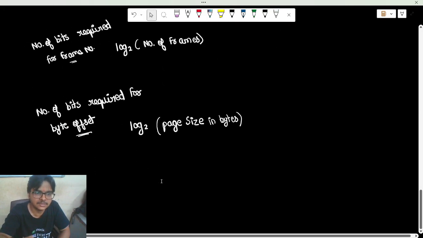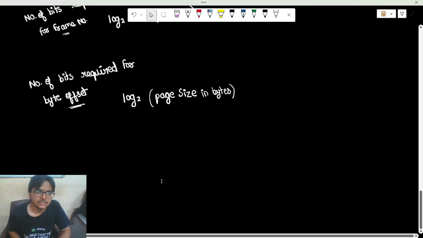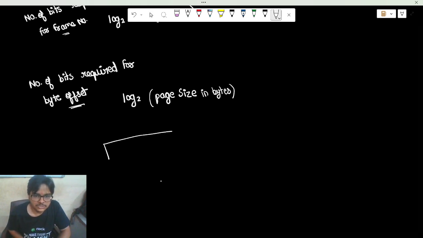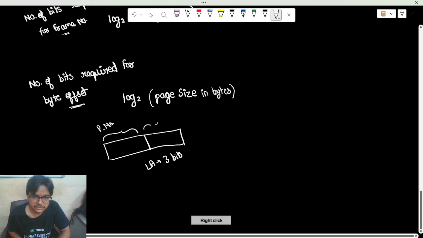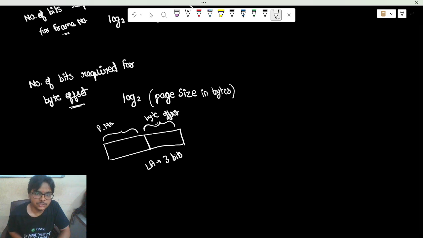Okay, and then there is a last thing called byte offset. As you can see, there is a logical address. Suppose in the example you have a logical address of 3 bits. From these 3 bits you divide into two sections. The prefix is used to represent page number and the suffix is used to represent byte offset. This is called byte offset. So these two sections are formed from the logical address.